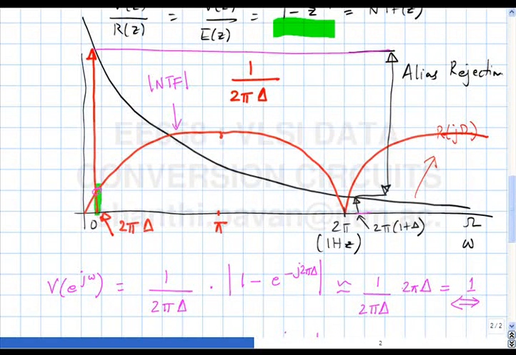What is the alias rejection? Infinite, because the gain for the alias, if delta becomes 0, this will turn here. This gain will go to infinity. So one way of understanding it is the ratio of this guy which has gone to infinity to this value here, which is infinity. Correct? All right. You understand?